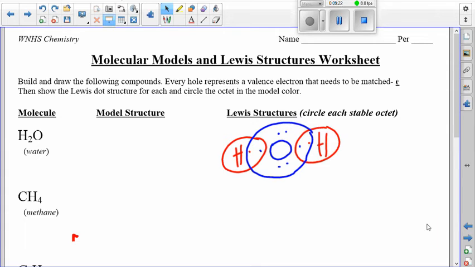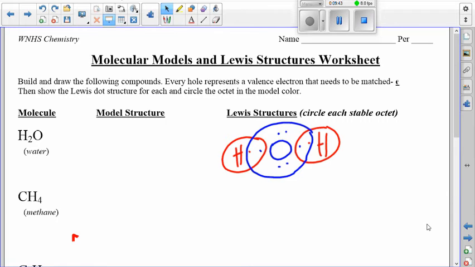So on tomorrow's test, if you were to pull out H2O out of the hat, you'd have to be able to make this model for me. Okay? You'd have to be able to make that for me. Tomorrow, you can use your own periodic table. You can always use your own periodic table unless it's a unit test. But you can always use your own for any other situation.